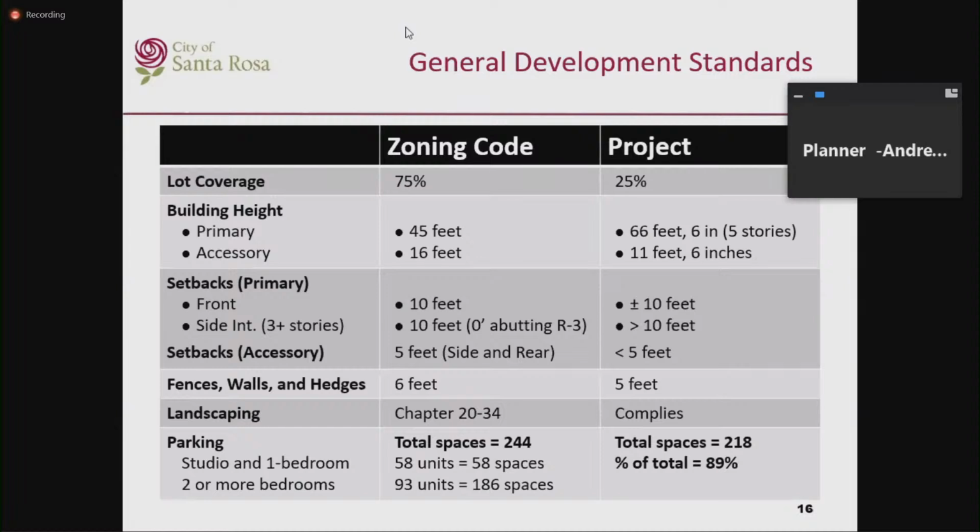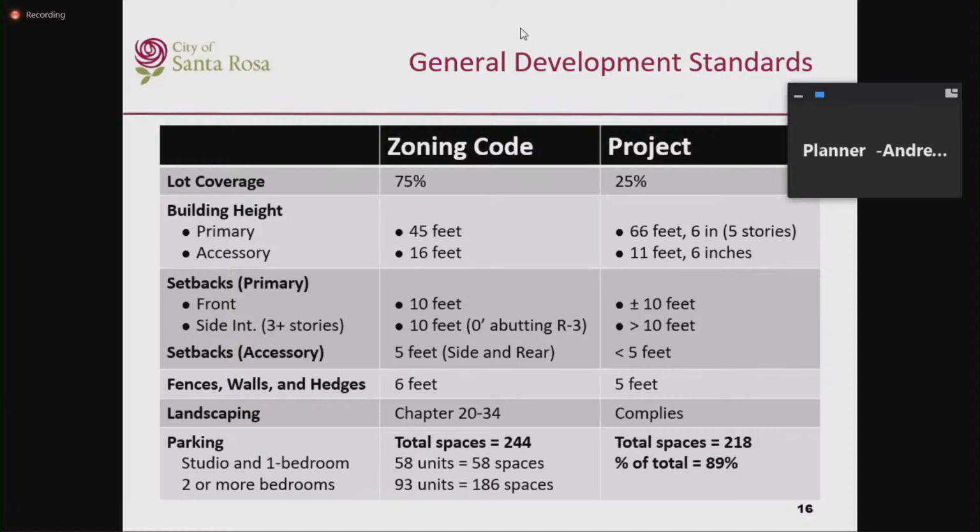Here we see the general development standards that would be applicable to the project. The project does comply with the maximum lot coverage allowed. The primary building height for the R3 zoning district is 45 feet. We can see here that the project proposes 66 feet 6 inches or 5 stories. This is where the project has applied the concession granted through the density bonus to allow it to exceed the maximum building height. The project does comply with primary front and side interior and rear setbacks.